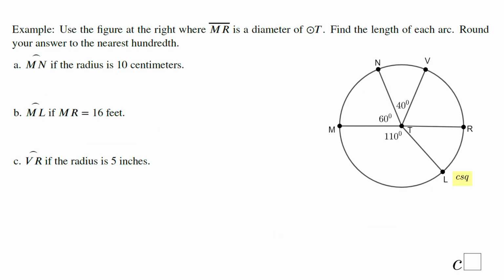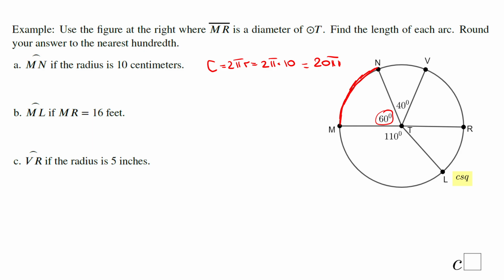Next example, very similar. We need to find different things here. Find the length of each arc. We need to find the length of arc MN if the radius is 10 centimeters. So let's take a look. MN is this arc here. And we notice the central angle is 60, so we can use a shortcut, right? So my first thing will be to find the circumference, which is 2 pi r. In this case, it's going to be 2 pi times 10. So that will be 20 pi.